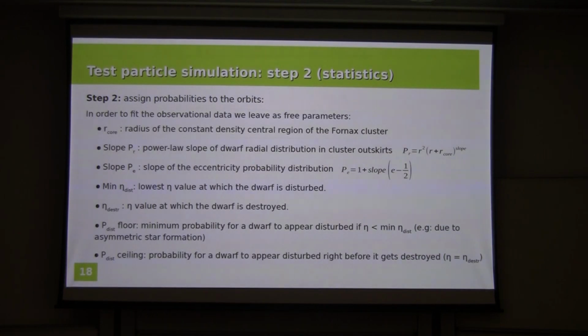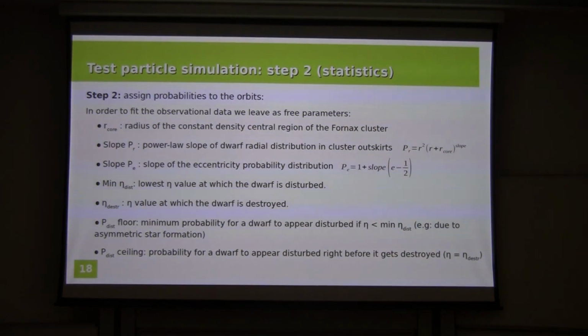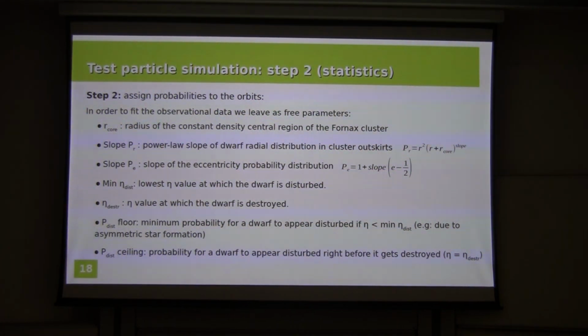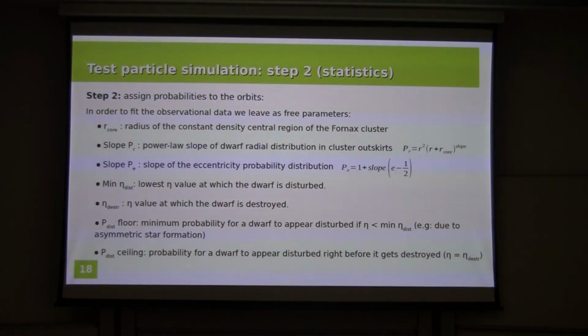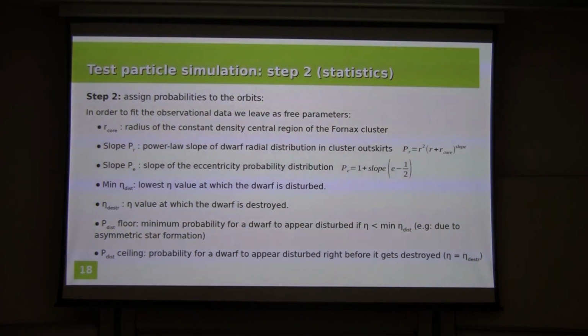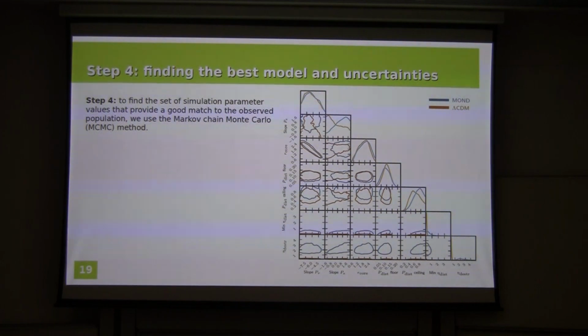To do this, we left several free parameters. I'm not going to read all of them, but they are several parameters related to the distance of the orbit, the eccentricity of the orbit, and their probability of disturbance. And we apply the MCMC method.